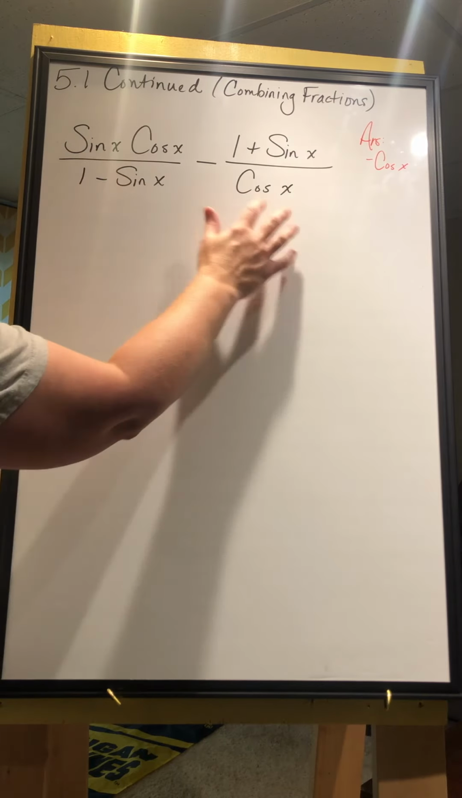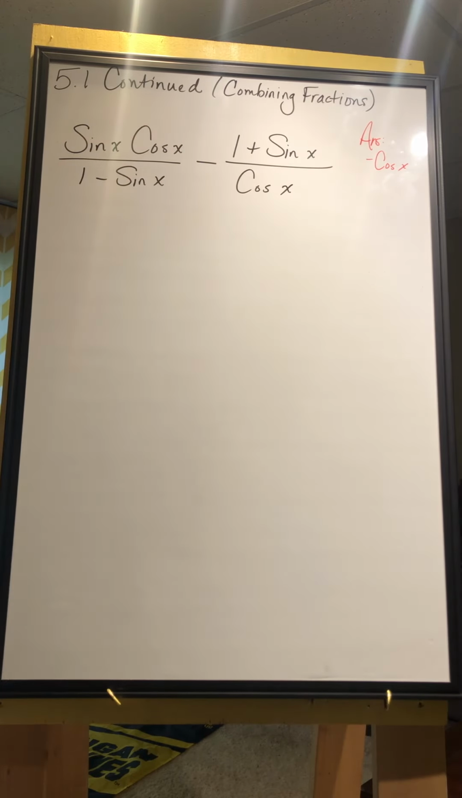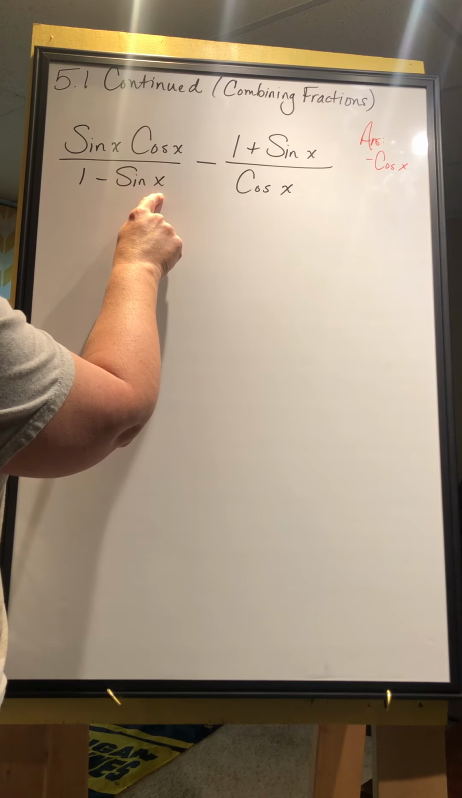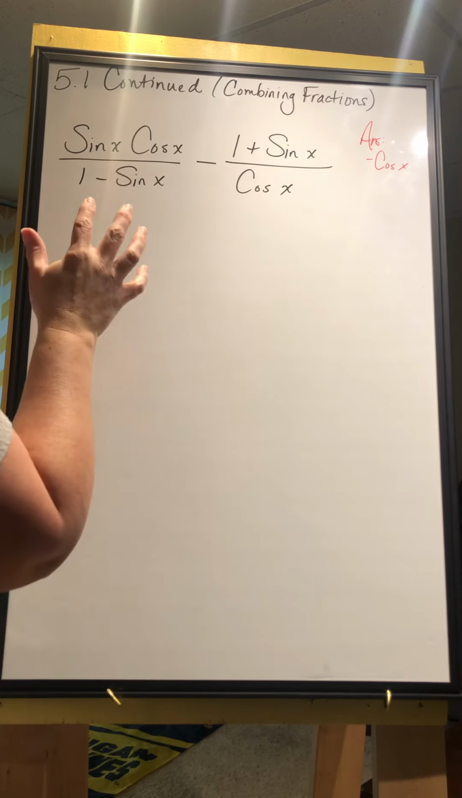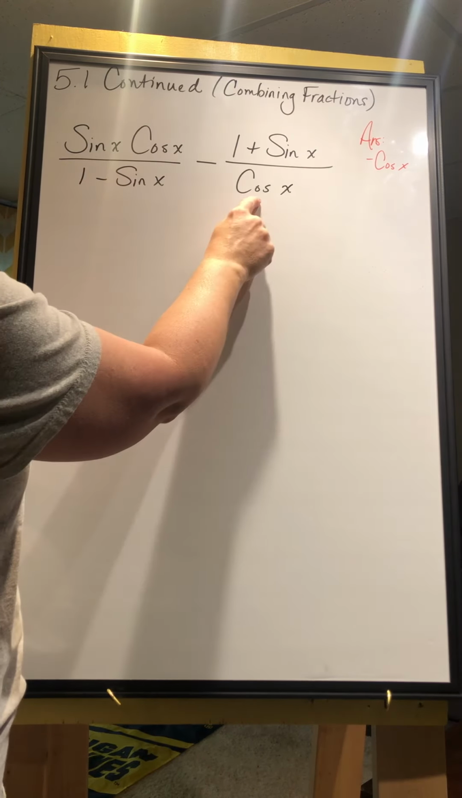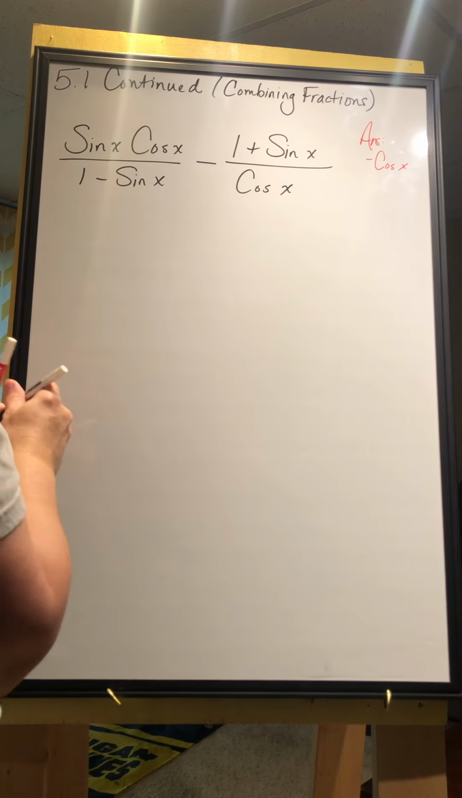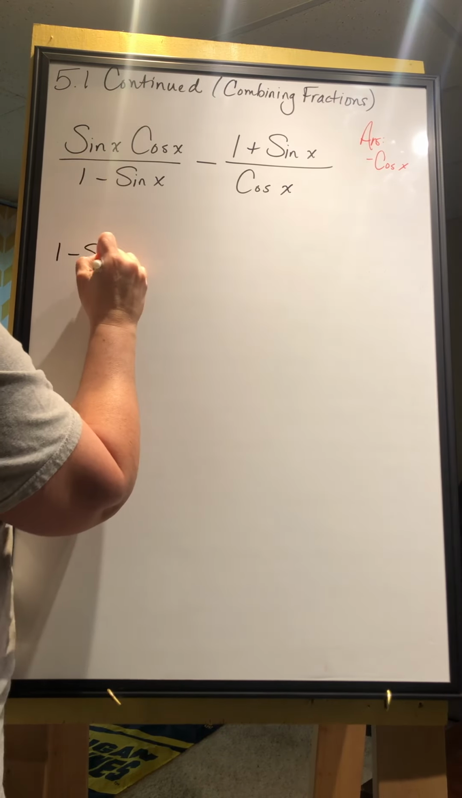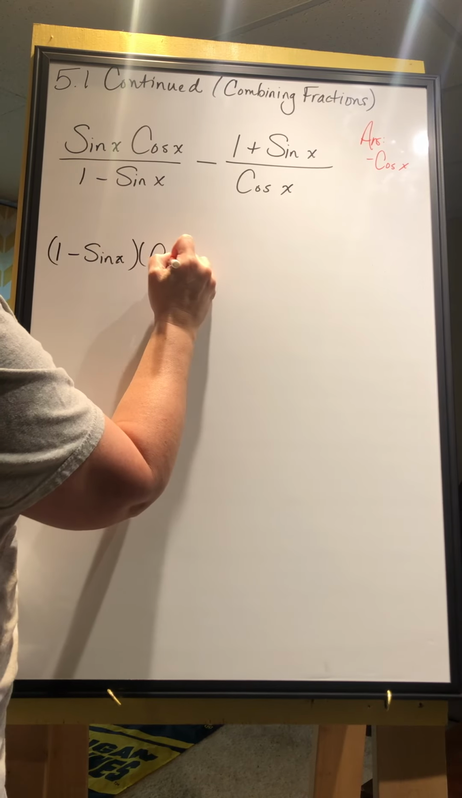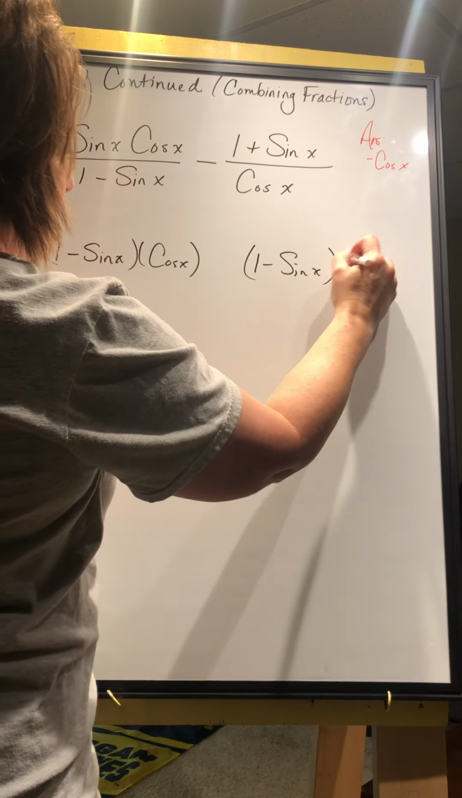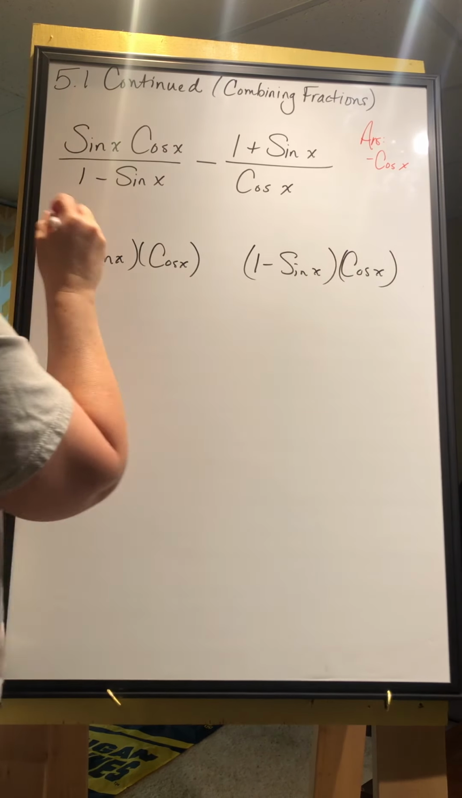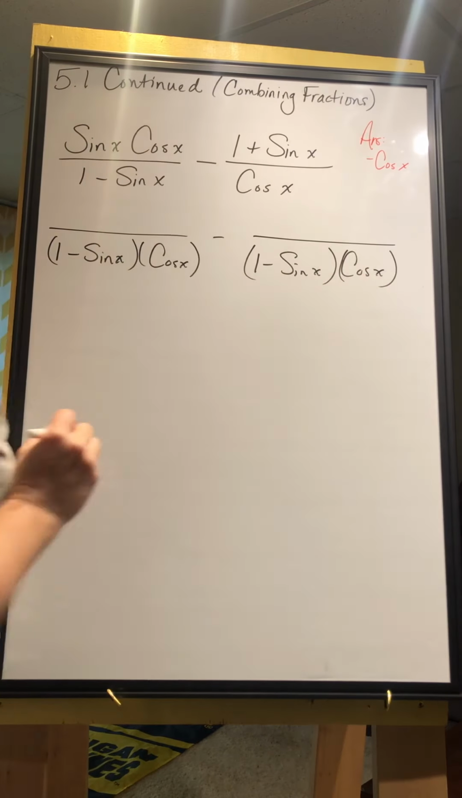So if I want to add these two fractions, or actually I'm going to subtract these two fractions, the first thing you have to do is get common denominators. So the common denominator is going to be this denominator times this denominator. So I need both of these fractions to have 1 minus sine x times cosine x as its denominator. So I need a 1 minus sine x times cosine x over here, and I need a 1 minus sine x times a cosine x over here. So I'm rewriting them with common denominators.